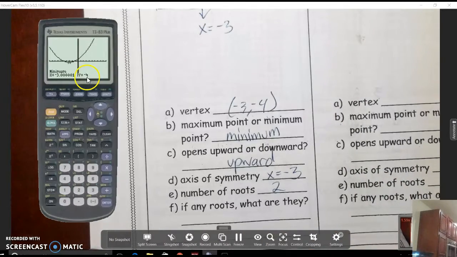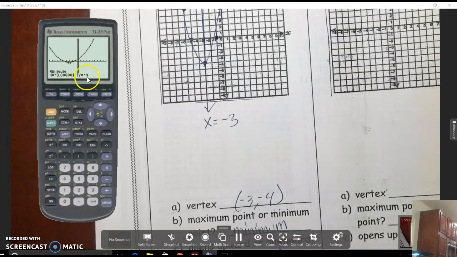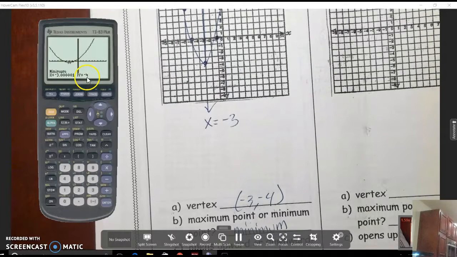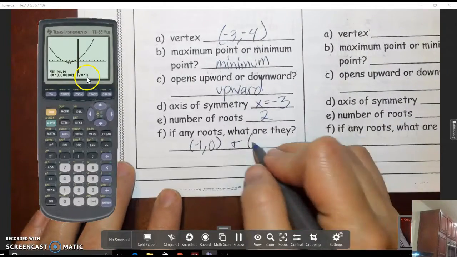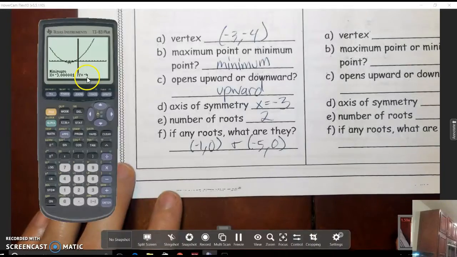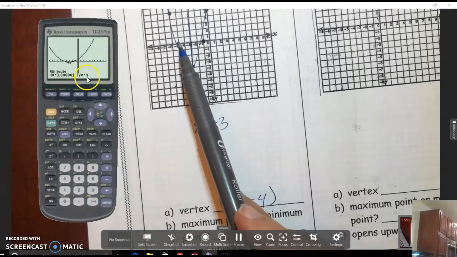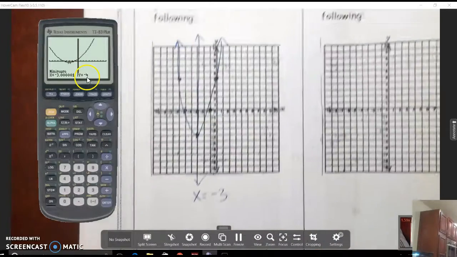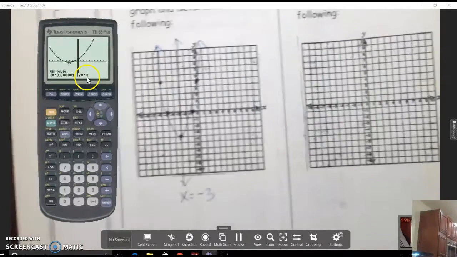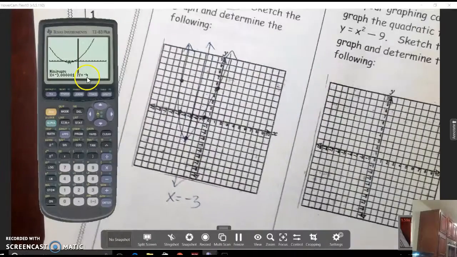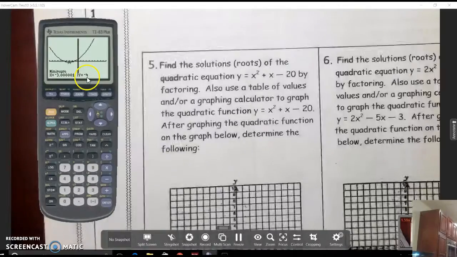If any roots, what are they? Okay, so this one would be -1, 0. And the other one was -5. So down here I'm going to put -5, 0. These 2 coordinates right here. So one was -1, 0, the other one was -5, 0. Okay, so I showed you how to do that on your calculator, sketching, and then doing the elements of the quadratic. So you'll do 4 on your own, and then let's see what we can do with number 5.